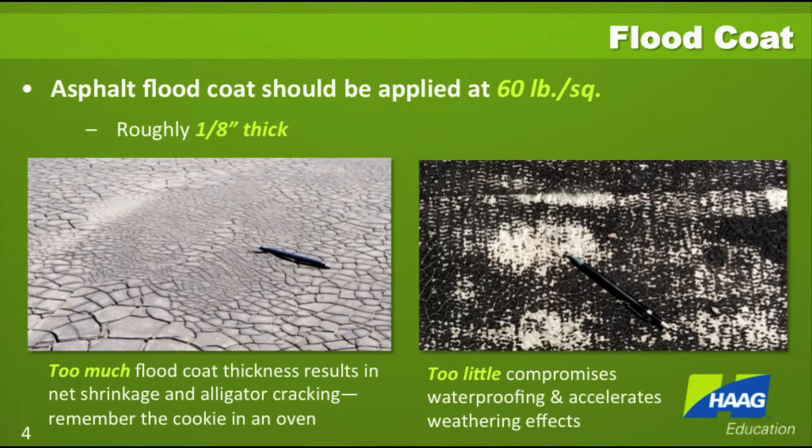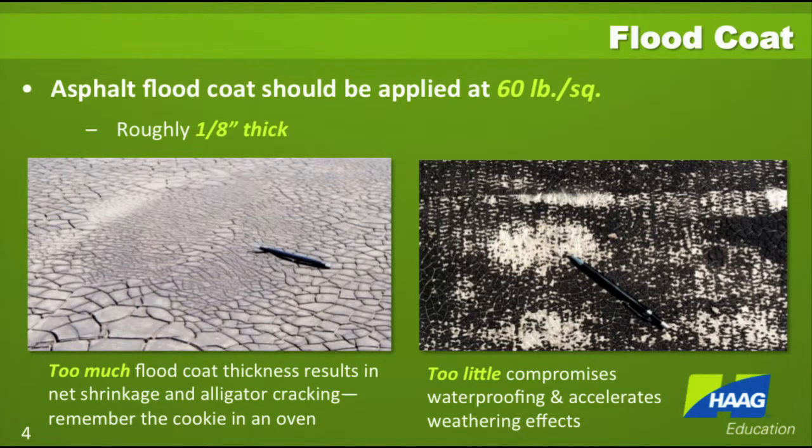Similar analogy to our flood coat. There is an optimal temperature of application. There's optimal thickness of the flood coat. So you can have too much or too little. The ideal is about 1/8 of an inch thick, which applies at about 60 pounds per square.